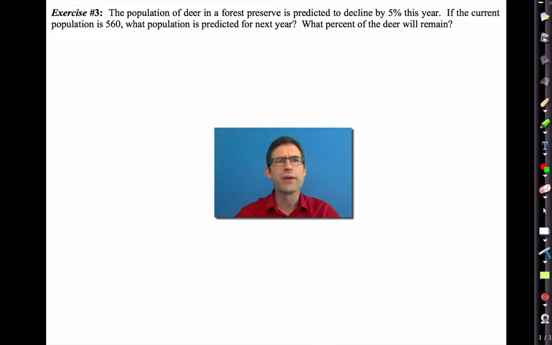Now in exercise 3, we've got actually something that's declining. The population of deer in a forest preserve is predicted to decline by 5% this year. If the current population is 560, what population is predicted for next year? What percent of the deer will remain? So there's 2 questions here. All right. Again, I'd like to ask you to pause the video if you feel confident enough with percent to try to tackle this problem.